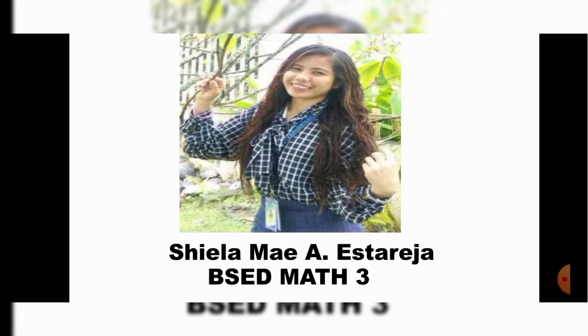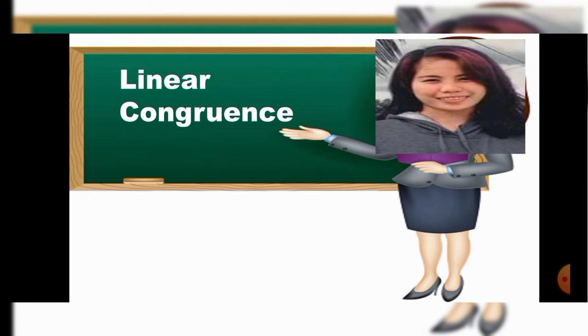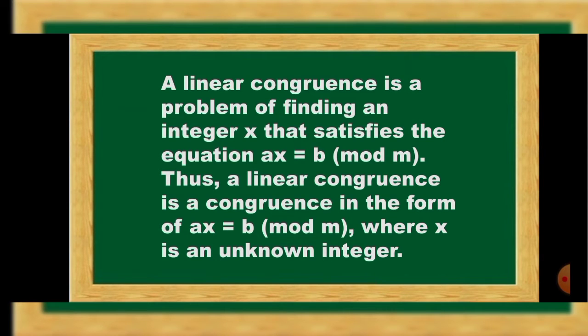And for today's video, we are going to talk about linear congruence. First, let's discuss the definition of linear congruence. A linear congruence is a problem of finding an integer x that satisfies the equation ax congruent b mod m. Thus, a linear congruence is a congruence in the form of ax congruent b mod m, where x is an unknown integer. Now, let's go to the example.